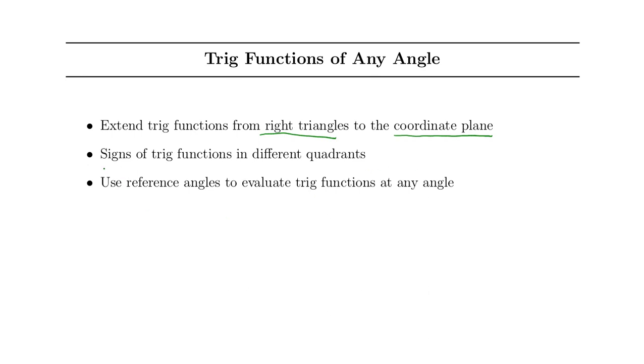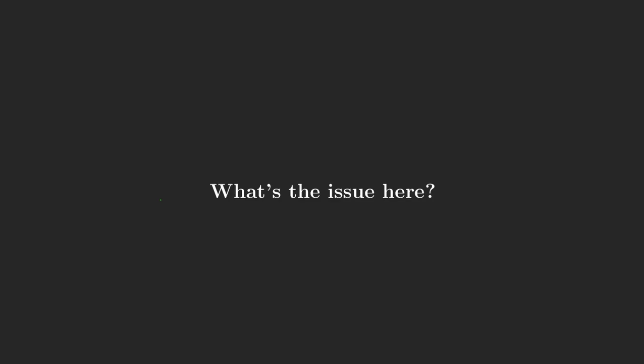Then we'll look at signs of trig functions in different quadrants, and we'll see how things go there, and we'll talk about reference angles and things like that. So only a couple of things in this video. The main thing is we have to remember, or at least recognize, what the main issue is.